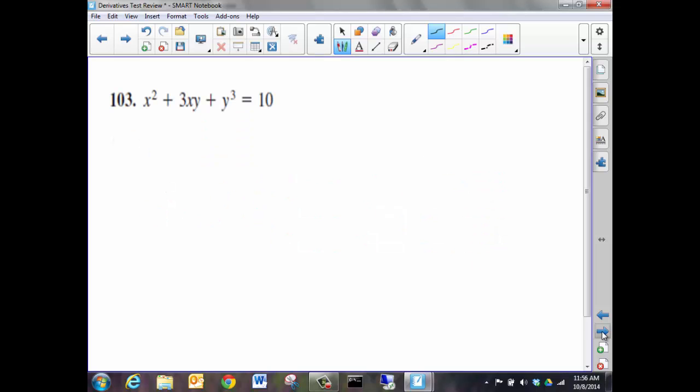Now, x's and y's in here. What does that imply to you? dy dx, implicit differentiation. When you look at that, do you see product rule for that middle term? That's what you've got to be sure of.